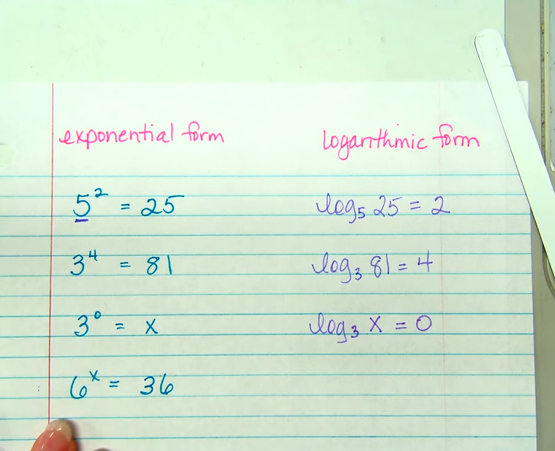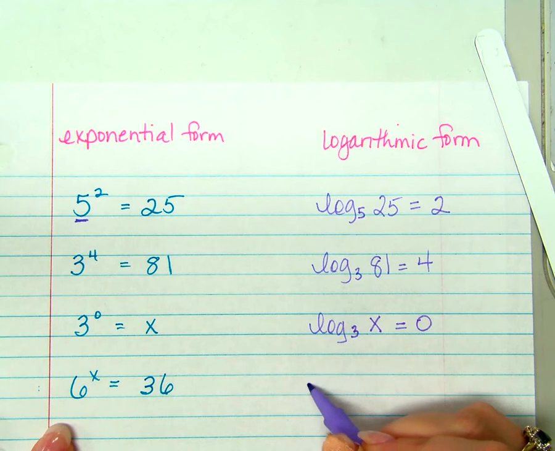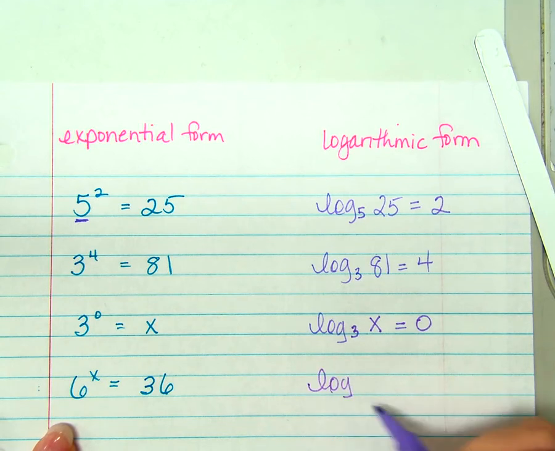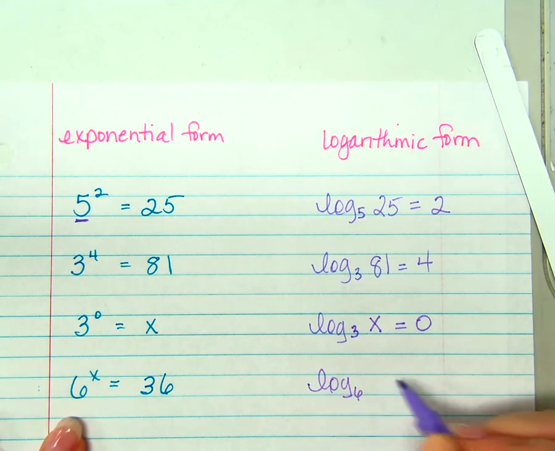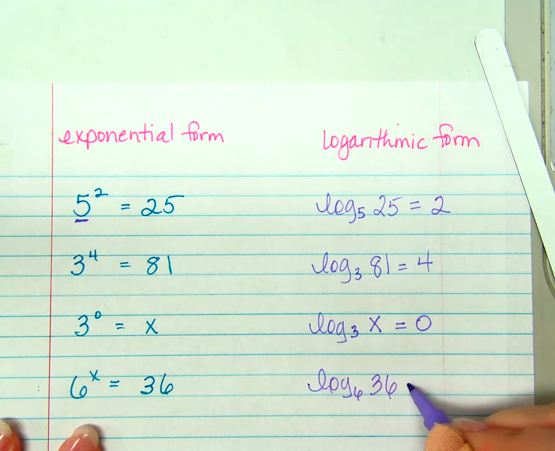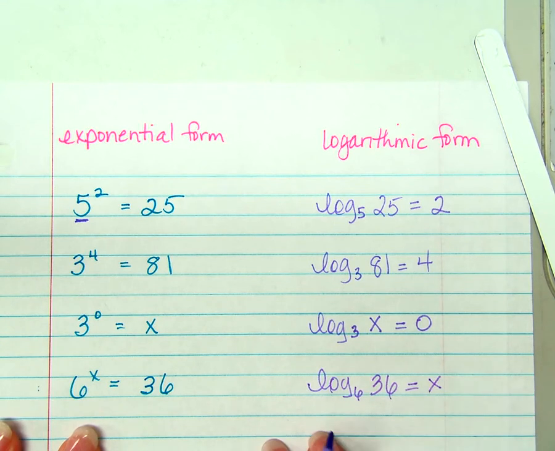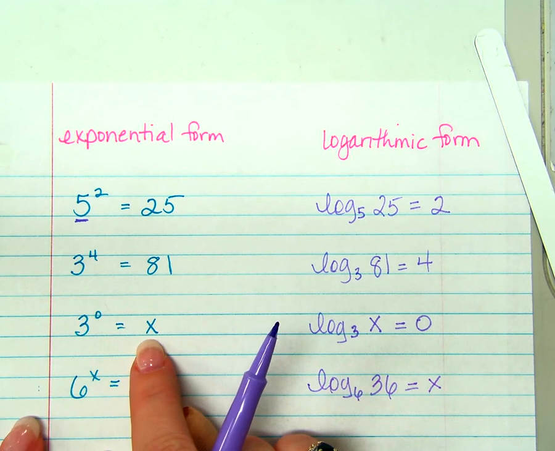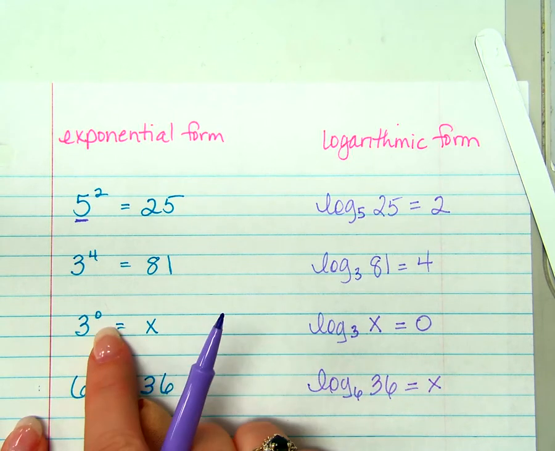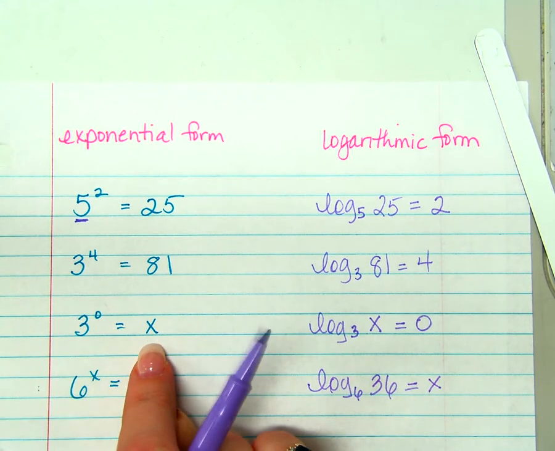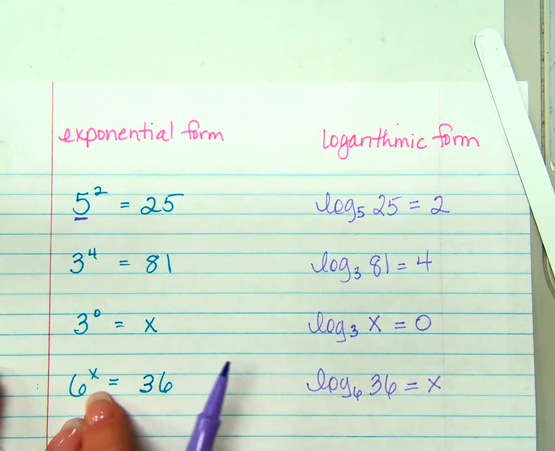Yes? Last one. Log base 6 of 36 equals x. Now, for argument's sake, is this something you could solve? Do you know what 3 to the 0 power is? Because you know what anything to the 0 power is, right? We know it's 1. Could you solve this one?